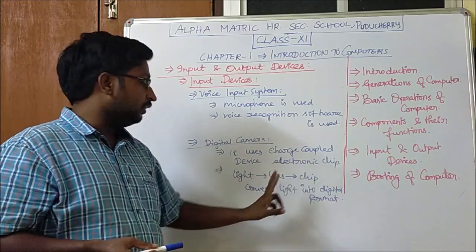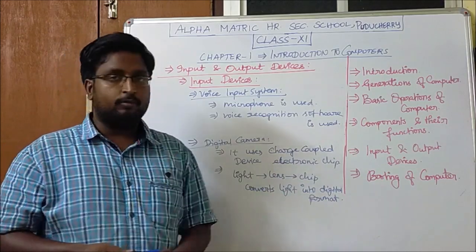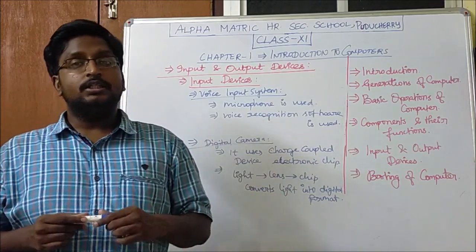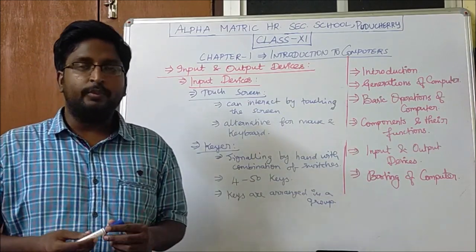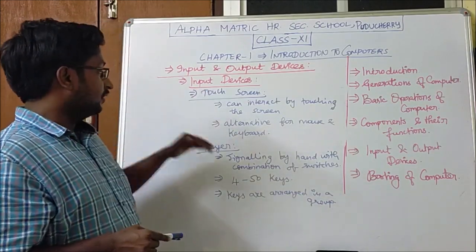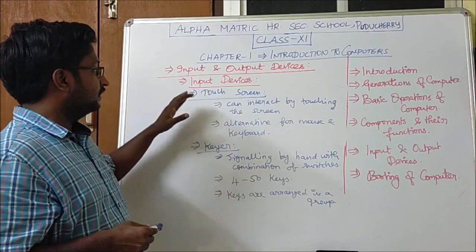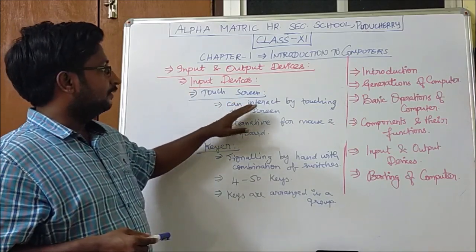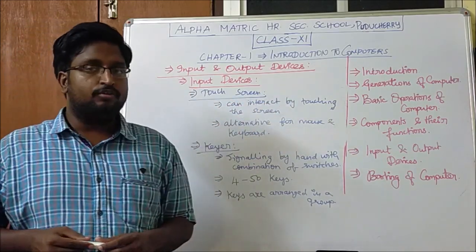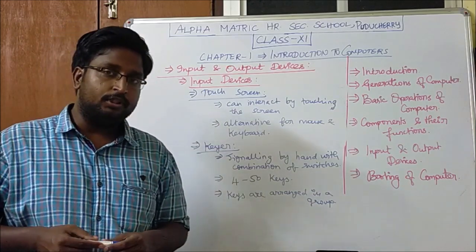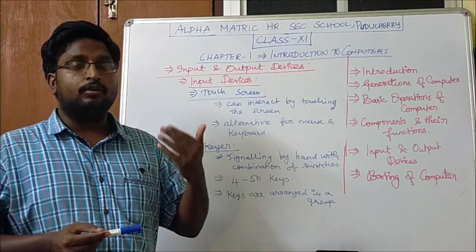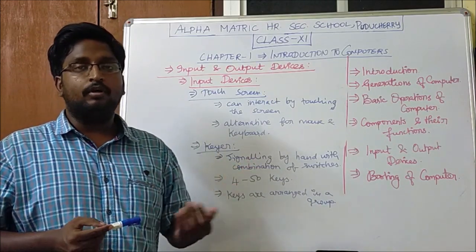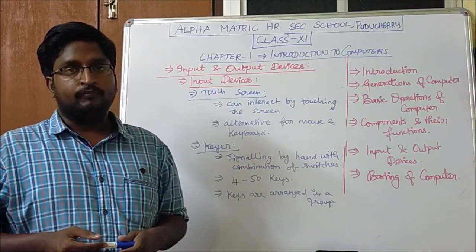Once it receives the light, it converts the light into a digital format. So this is how the digital camera works. The last two input devices are the touch screen and the keyer. With a touch screen, the user can interact with the computer by touching the screen directly. It is an alternative input method to the mouse and keyboard.